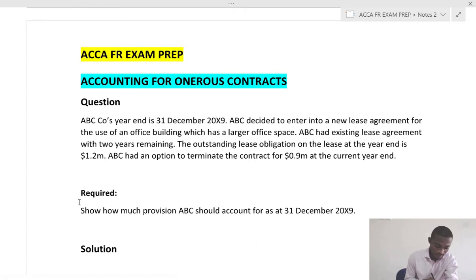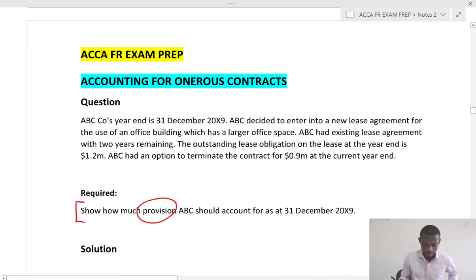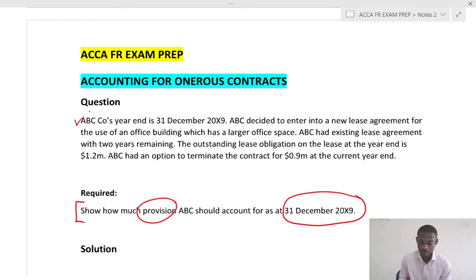Start with the requirement. Show how much provision ABC should account for as at 31st December 20x9. ABC's year-end is 31st December 20x9. ABC decided to enter into a new lease agreement for the use of an office building which has a larger office space. So there's a new lease.